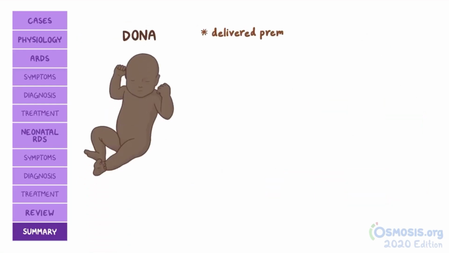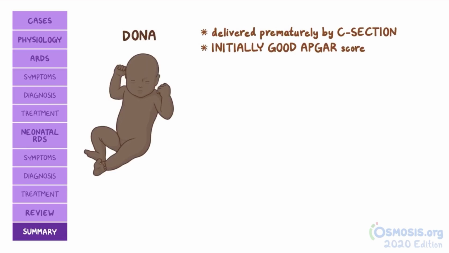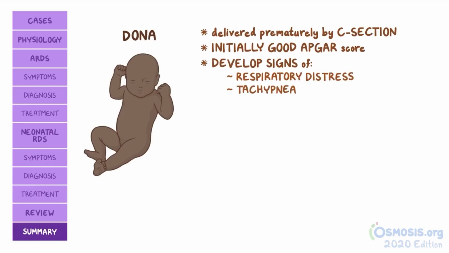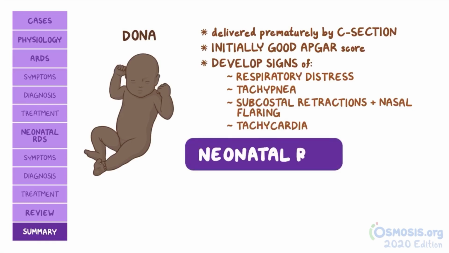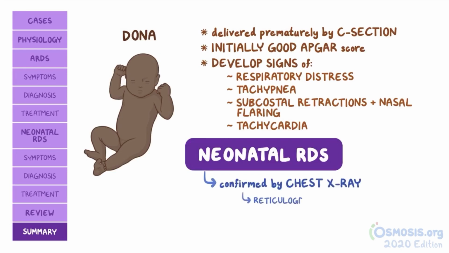Donna was delivered prematurely by C-section, but she initially had a good APGAR score. However, soon after delivery, she developed signs of respiratory distress, tachypnea, and subcostal retractions with nasal flaring and tachycardia. Given her history and risk factors, a diagnosis of neonatal respiratory distress syndrome should be high on the differential list. This was actually confirmed by a chest x-ray showing the classic reticulogranular ground glass appearance with air bronchograms.